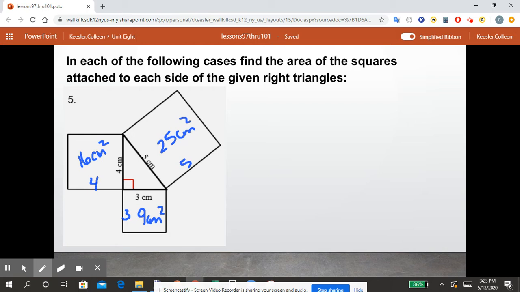Now look at those numbers closely. Do you see a relationship between the side lengths and the larger length when we're looking at the area of the squares? Keep that in mind for later. Let's try another.